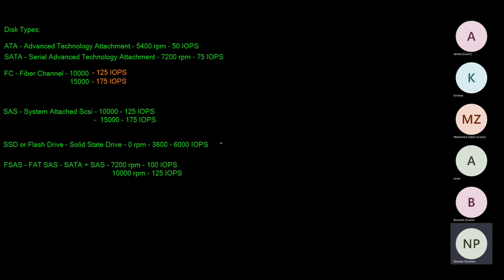When it comes to AFF and ASA, only flash drives will be supported in all scenarios. But when it comes to the remaining FAS systems, all the drives will be supported. Okay, any questions, guys, on disk types?